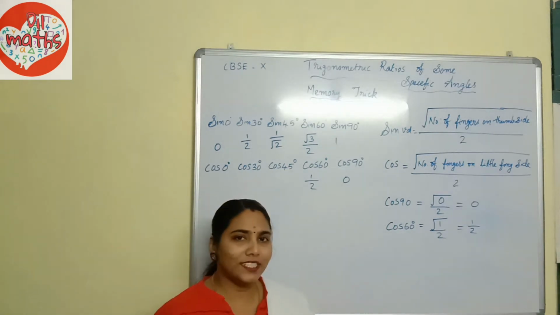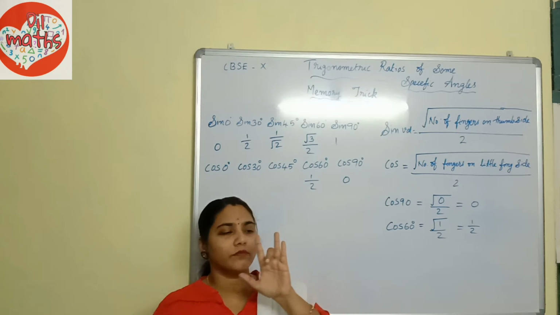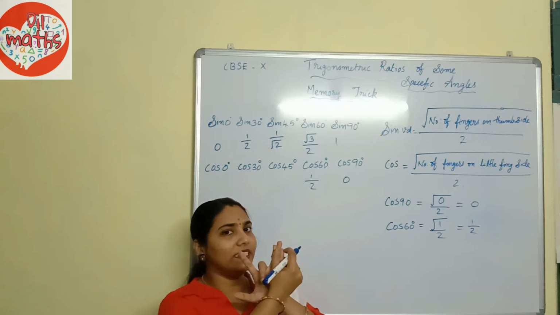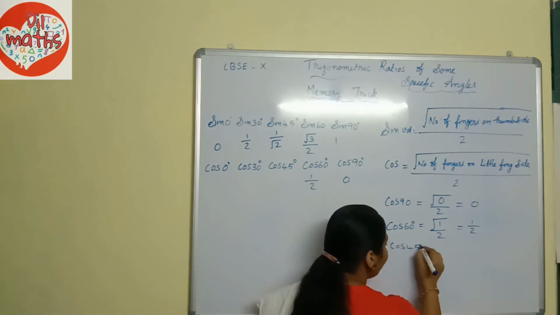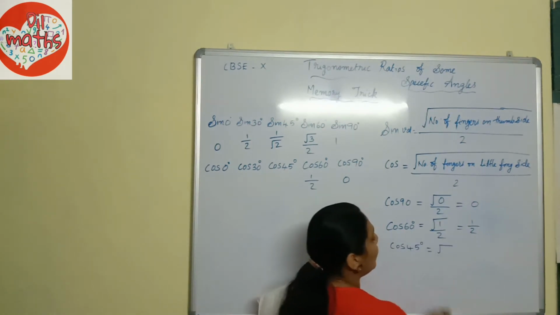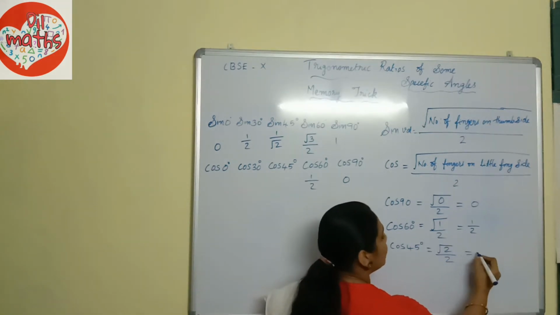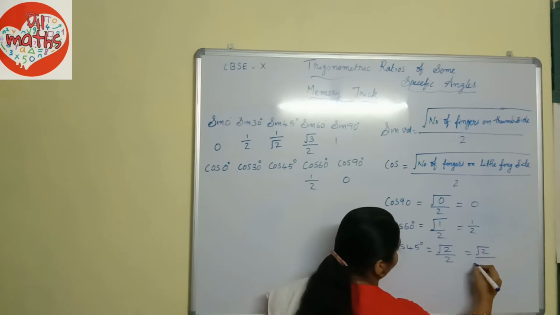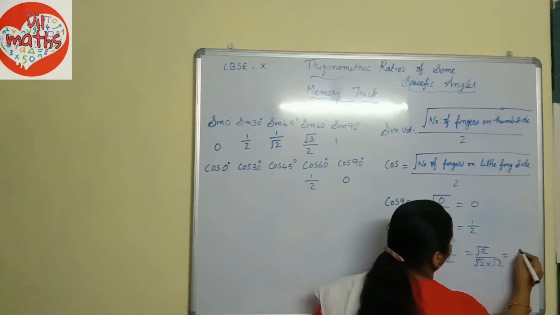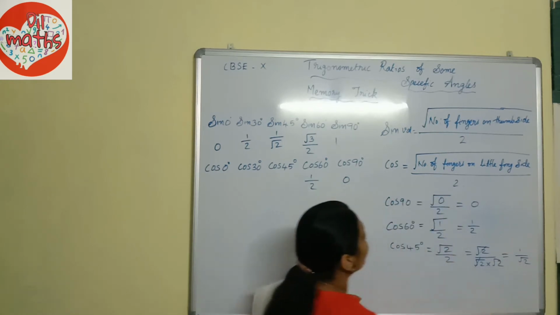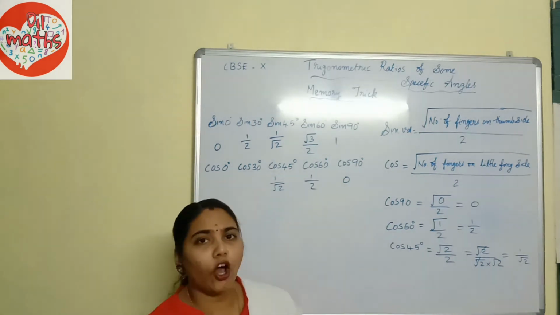Next one is cos 45 degree. Okay, the middle finger is 45 degree. What happened? 2 fingers are left on the little finger side. So cos 45 degrees is equal to square root of how many fingers are left? 2 fingers. Square root of 2 by 2. You can write it as root 2 into root 2, and we can cancel the root 2s and you will get 1 by root 2. Okay. So cos 45 is equal to 1 by root 2.